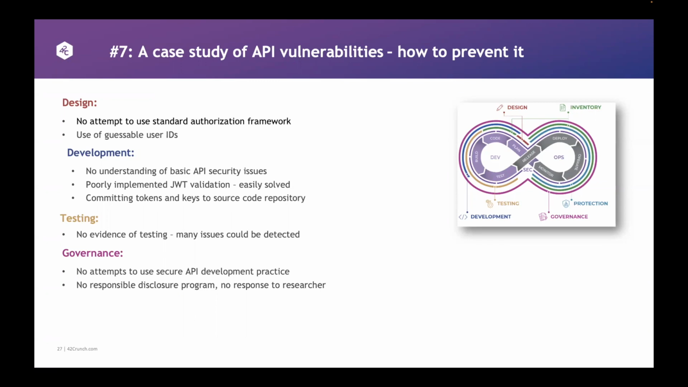So there was no standard authorization framework. They used guessable user IDs. There were basic API security issues. They got the JWT token validation wrong. No excuse for that. They're standard libraries. Just use the standard library, get it right. There's a multitude of guides. We've got guides on 42Crunch. For good measure, they committed all their keys and tokens to the source code repo.